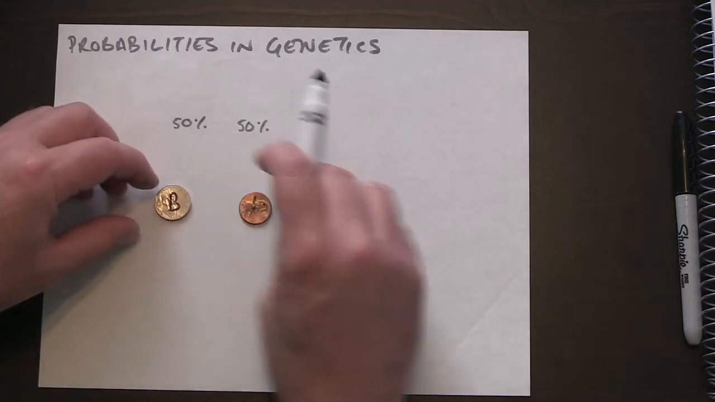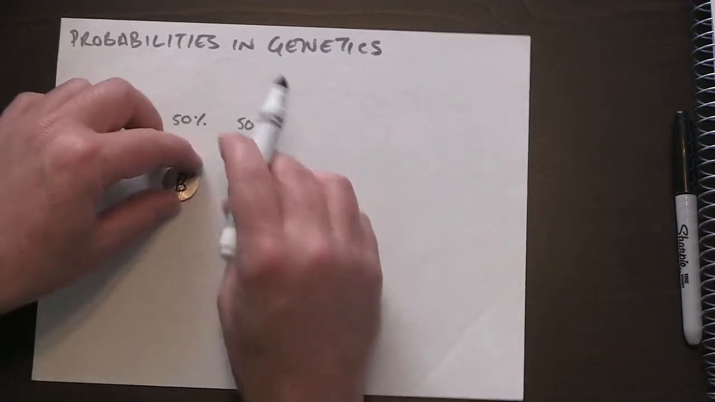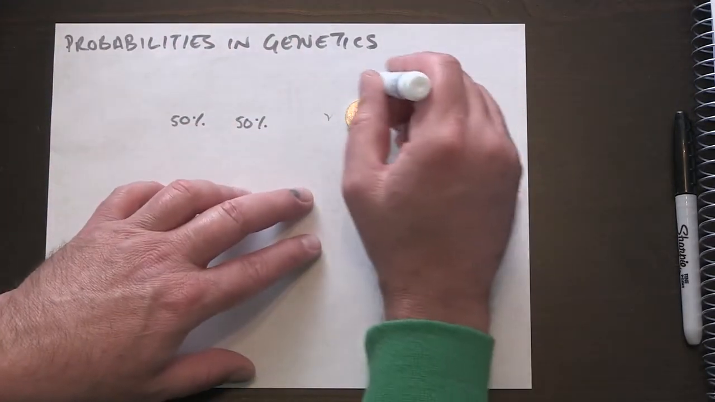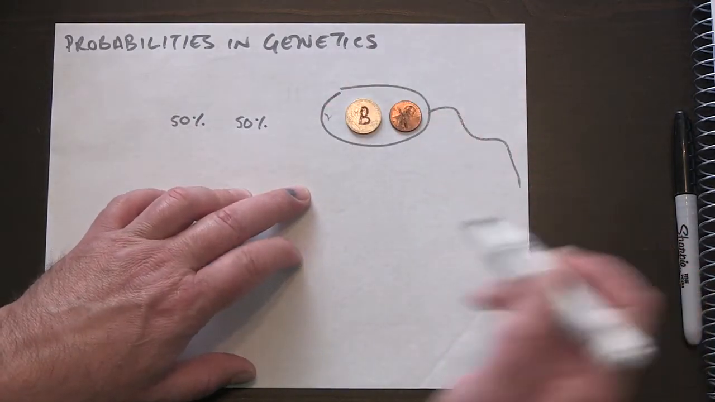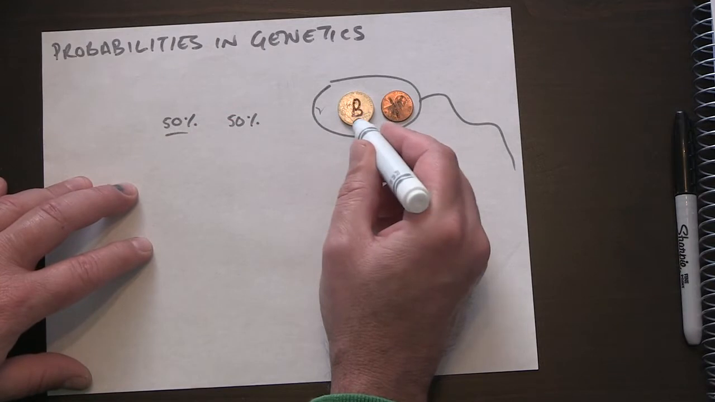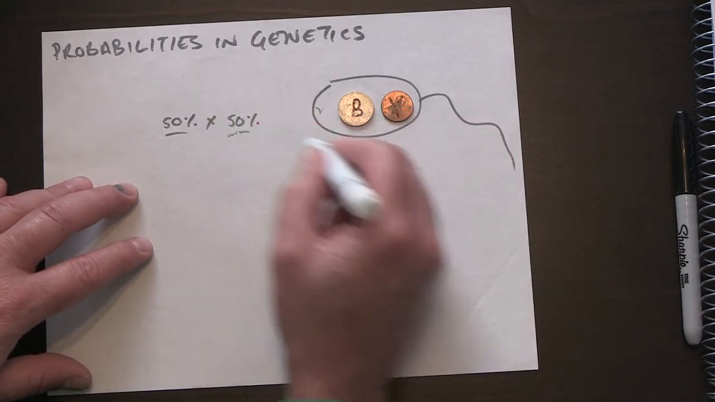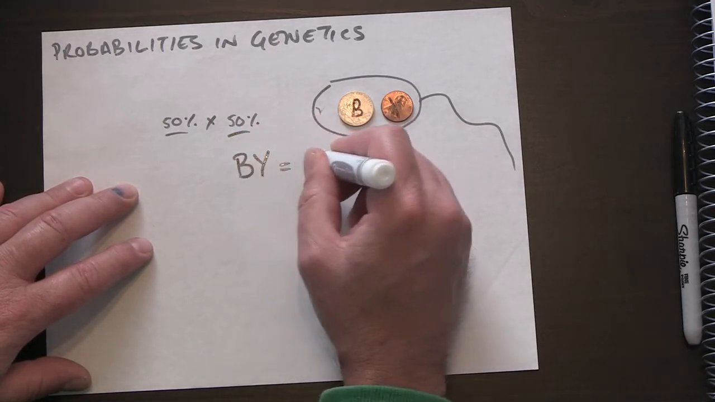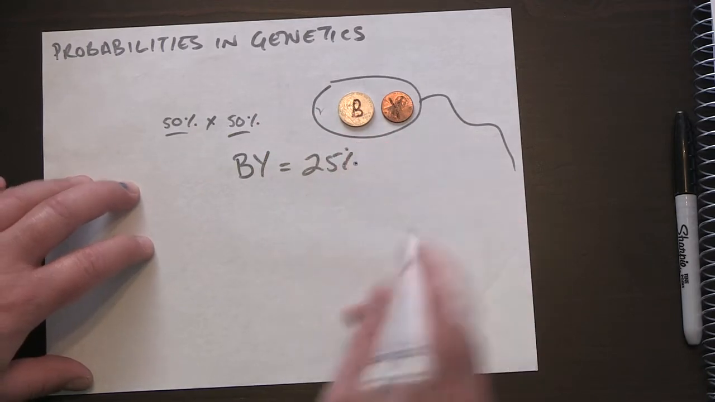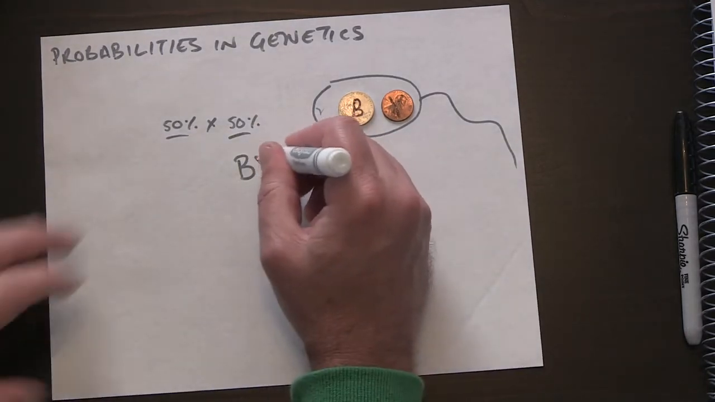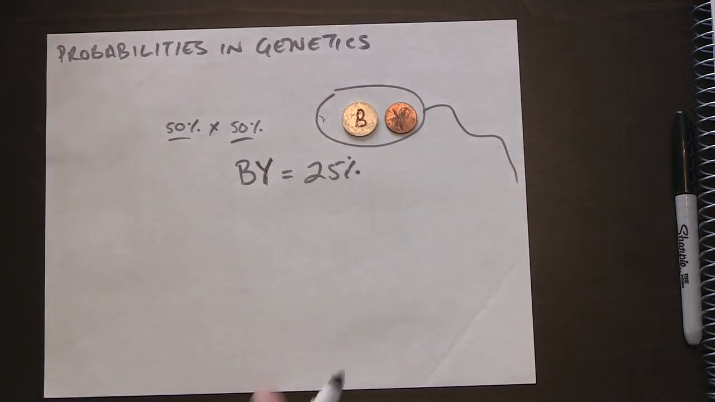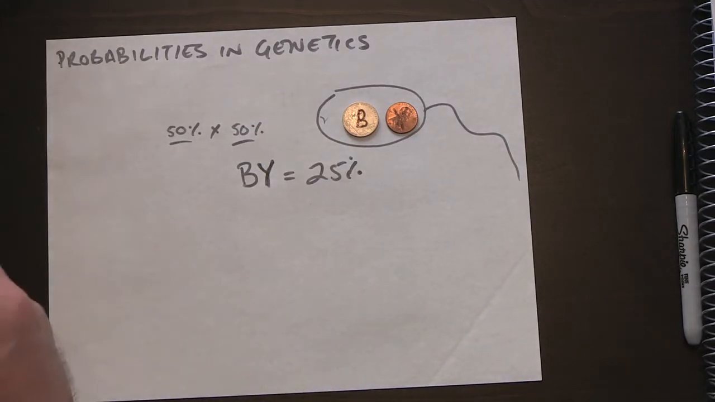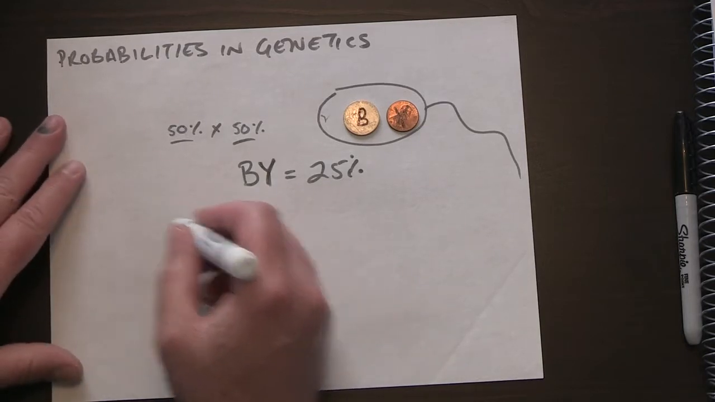So do you remember what the rule is for that? If you wanted to know the odds of getting big B and little y in one sperm, the odds are 50% for big B. Multiply that times 50% for big Y, so the odds of that particular combination are 25%. Okay. So you can use this when you calculate out the genetic probabilities of a certain combination.